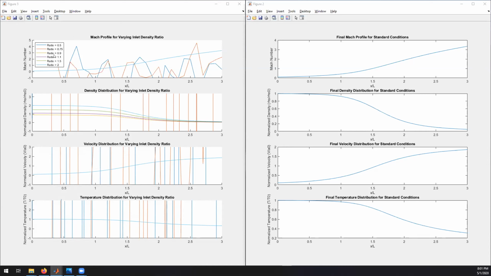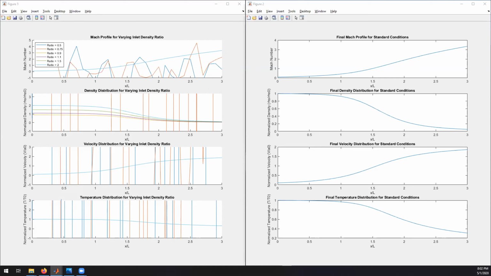For anything above that, though, the Mach number actually stays the same. The profile is the same. It's still 1 at the throat. And the velocities and the temperatures are also the exact same. The densities, they start at whatever their initial ratio was, and they actually end up converging to the same point at the very end.